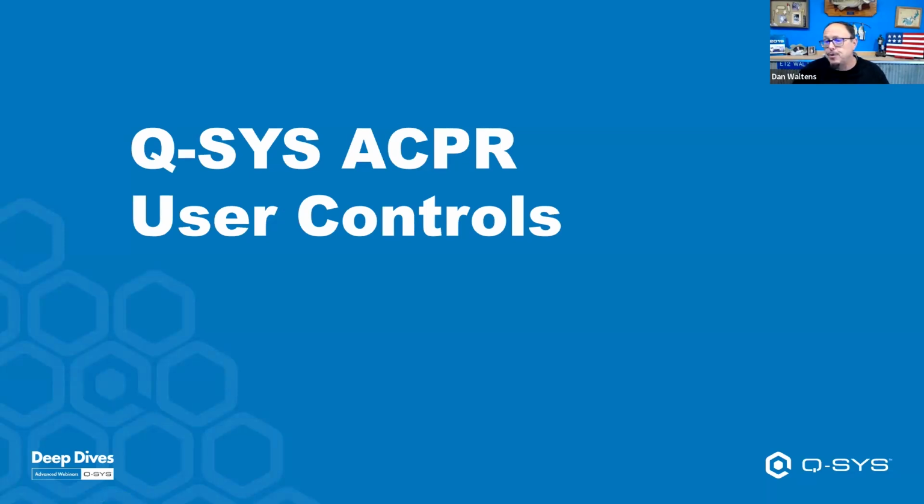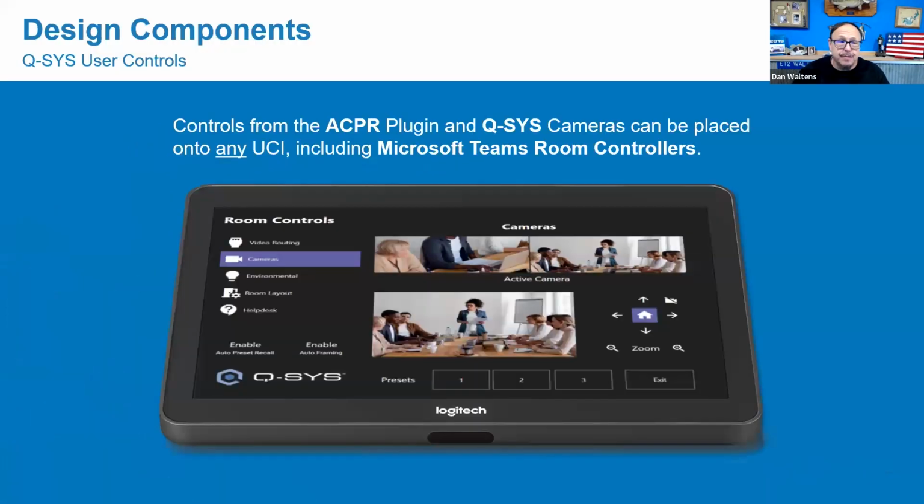Q-SYS ACPR user controls. So a lot of controls available there. We're showing this on a Logitech Tap. Controls from the ACPR plugin in the Q-SYS cameras can be put onto any UCI. That could be a Teams room controller. That could be, if we had a compute or control device for any of the other platforms, Google, Zoom, whatever the case may be, we can bring in these controls if need be on any type of UCI that we're able to present on.